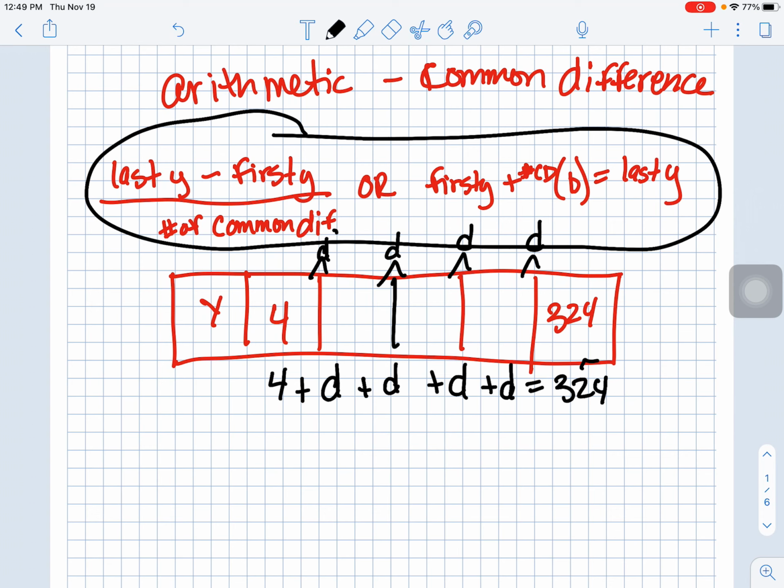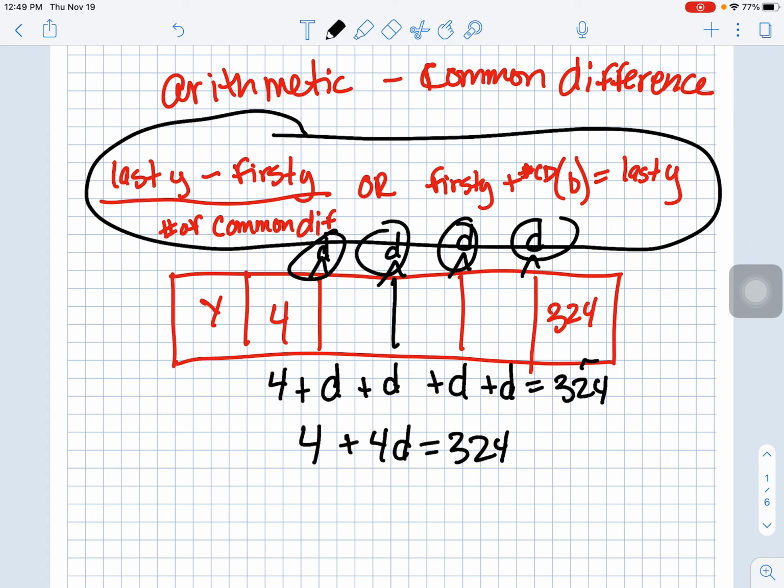So I can see that I have 1, 2, 3, 4 common differences, and so I can shorten my equation and say 4 plus 4 common differences equals 324. So repeated addition equals multiplication. So I've got that a little bit more simplified.